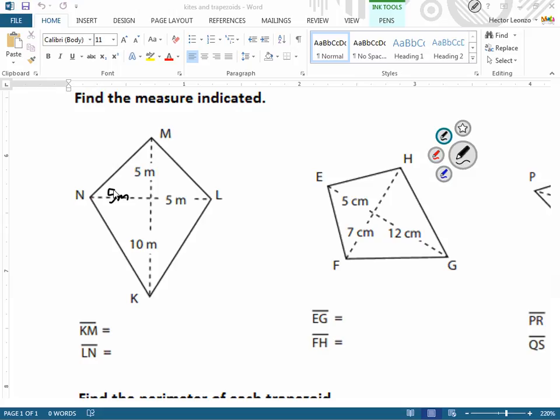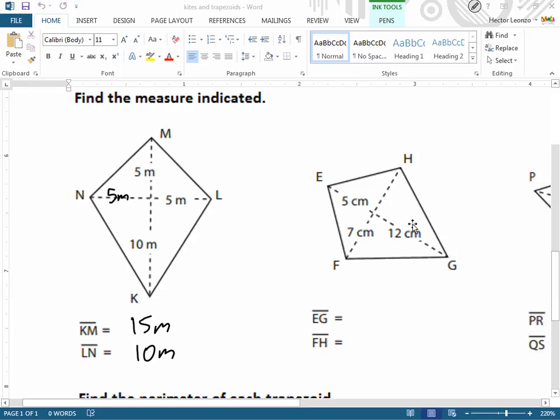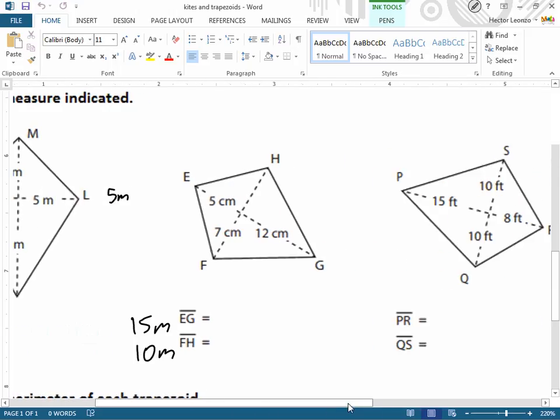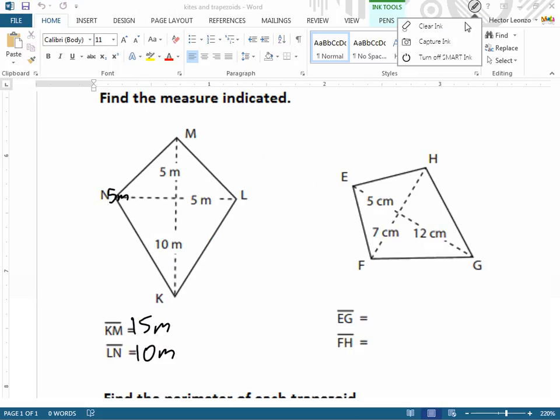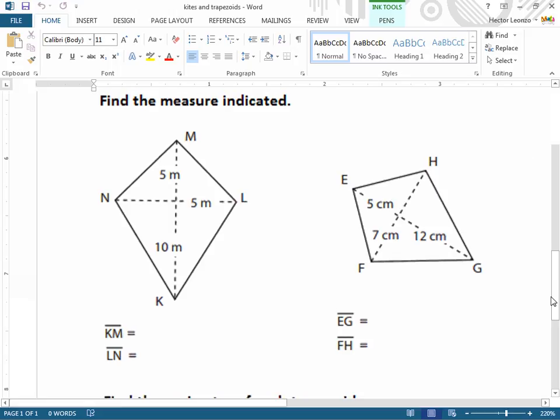So here, one of my questions is, how big is KM? 15. Alright, so we're going to write 15 meters. How big is LN? 10. So that's it. My focus on those 4 questions is, do you remember that side gets bisected? Not the long one, just the one that connects the sides. Some of them I wrote the 2 measurements, like you see on that one, I wrote 10 and 10. But in some others, I did not. It's just to see if you guys remember that it gets bisected.